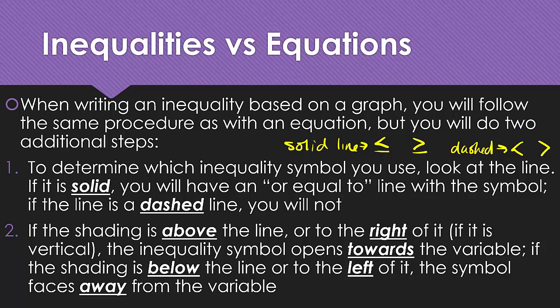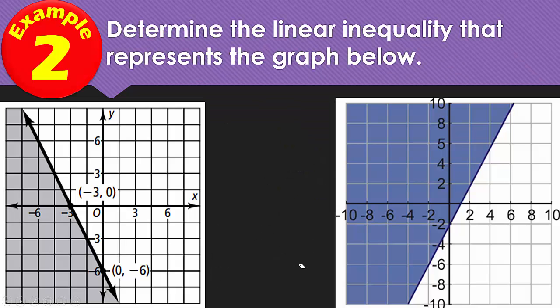So if shading is above the line or to the right of it, if the line is vertical, then the inequality symbol opens towards the variable. So when I say towards, I mean like this. Okay, so that's towards. If the shading is below the line or to the left of it, it faces away from the variable. So that would be in the case of like that. All right, so let's take a look at some of those.